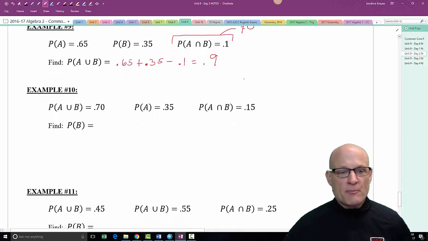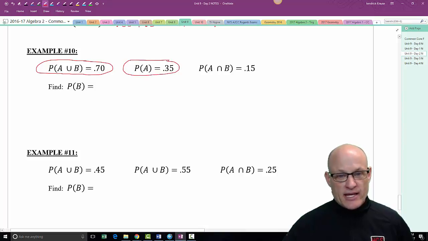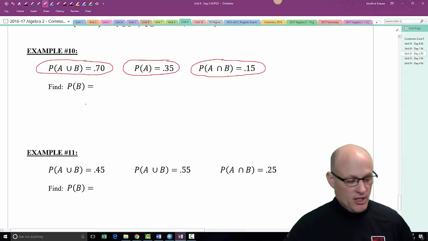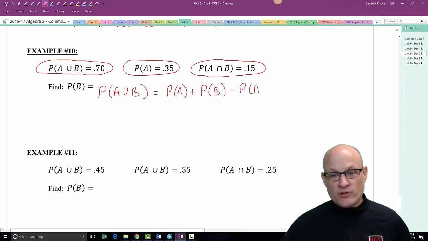Now let me work a little bit backwards here. I'm giving you the probability of the OR event happening. I'm giving you the probability of A, and I'm giving you the probability of their overlapping part, and I'm asking you for one of the pieces. So what you're going to want to do here is start with the general addition rule. The probability of A or B is equal to the probability of A plus the probability of B minus the probability of their overlapping part, which is A and B.